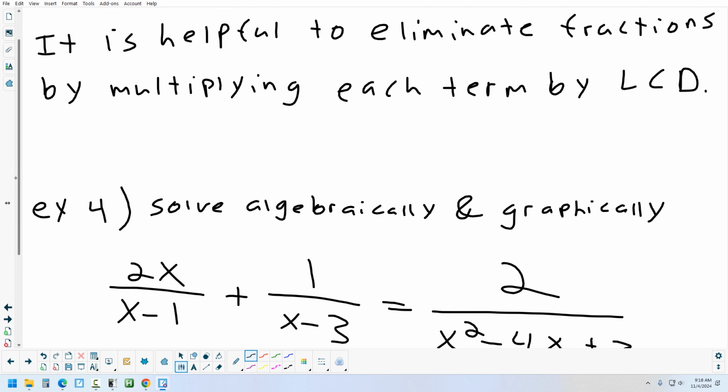So what we did in that last problem was to multiply each fraction by the LCD, least common denominator. And technically, it doesn't have to be the least. It could just be a common denominator, but the smaller that you multiply by, the smaller your numbers will be when you're doing your work.